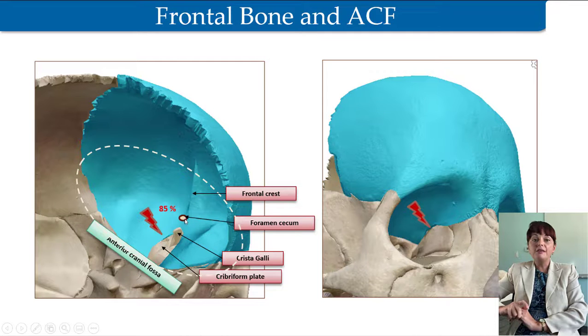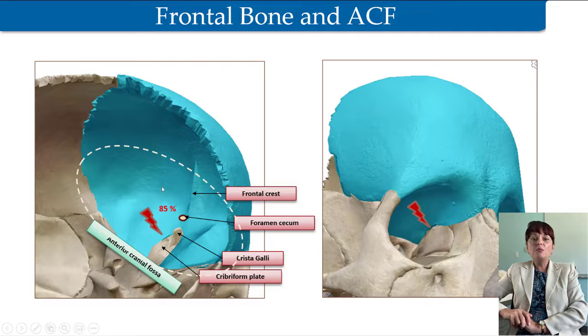If open, the foramen transmits the nasal emissary vein from the nose to the superior sagittal sinus. Along this vein, infections of the nose and nearby areas can spread out to the meninges and brain.